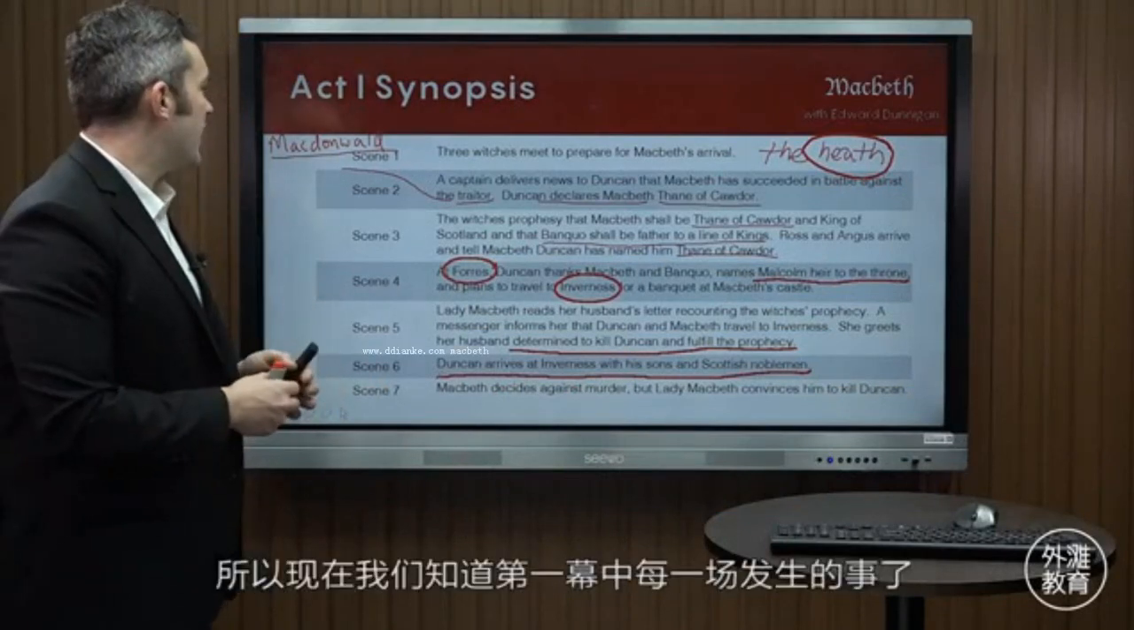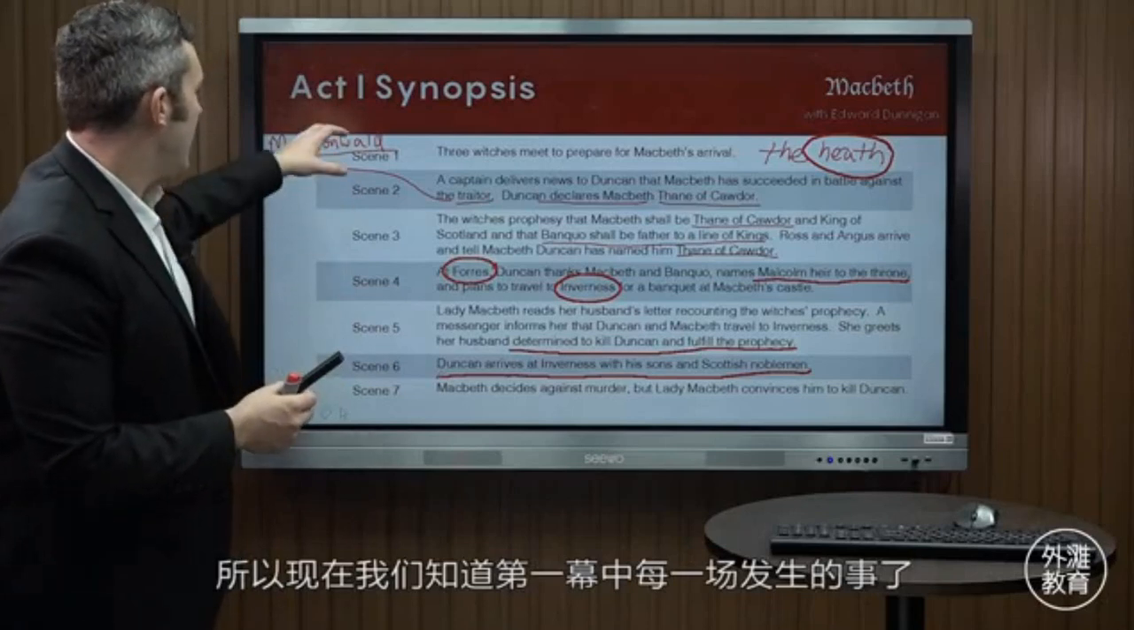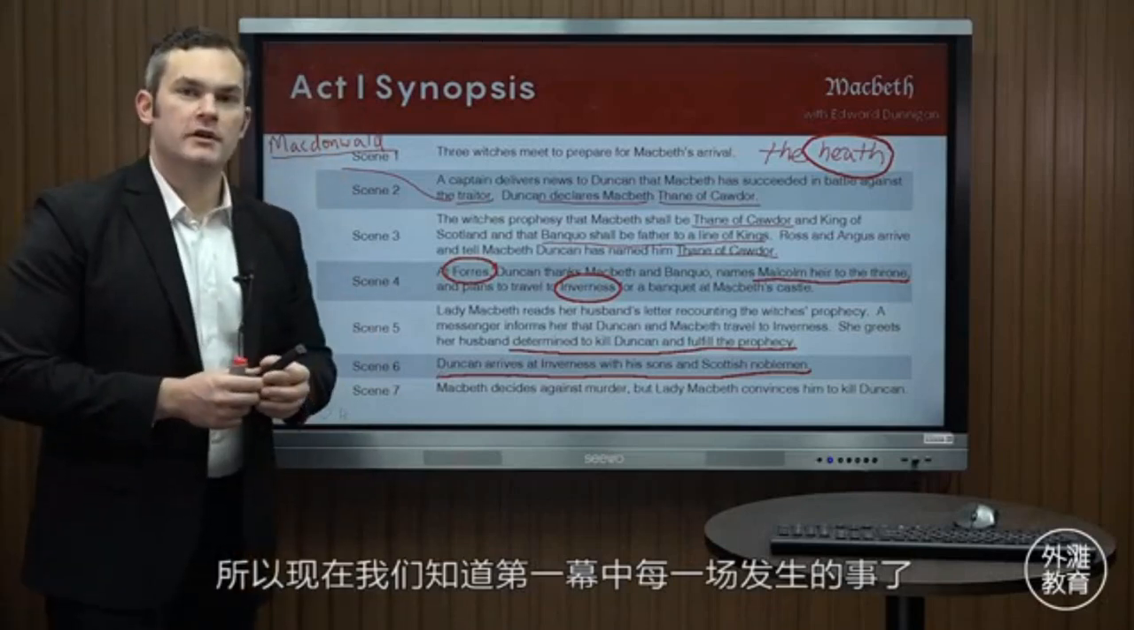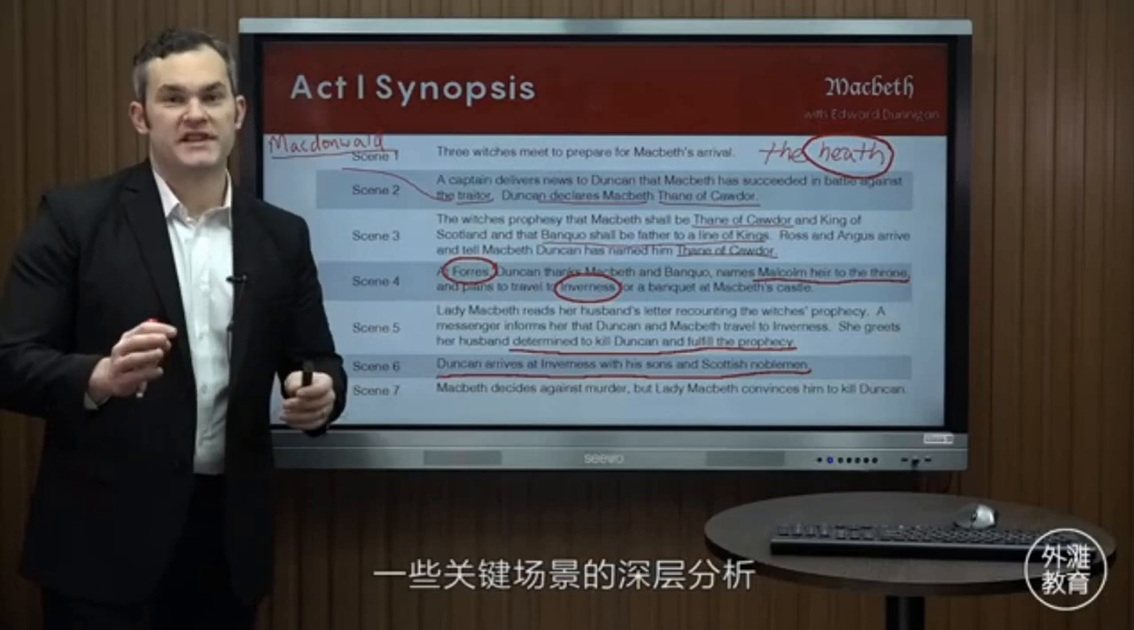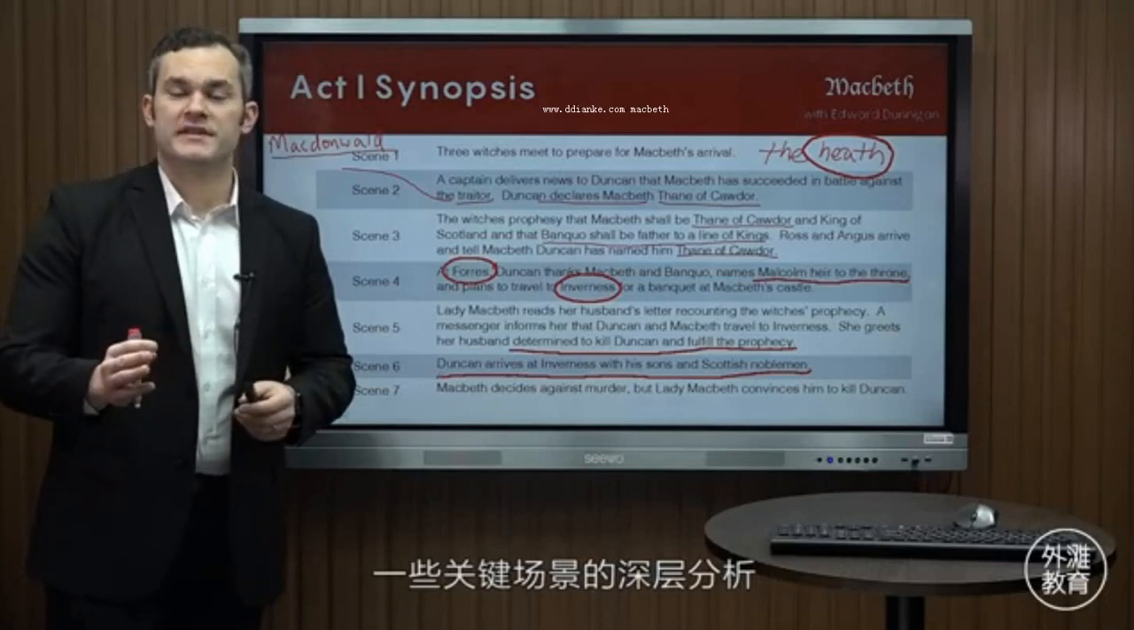So now that we have a sense of the scene-by-scene action that takes place in Act 1, let's go ahead and move to a more sophisticated analysis of some key moments in Act 1.